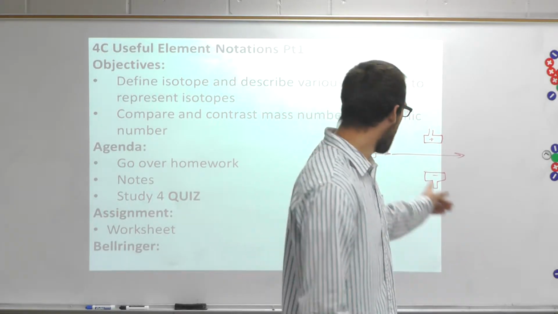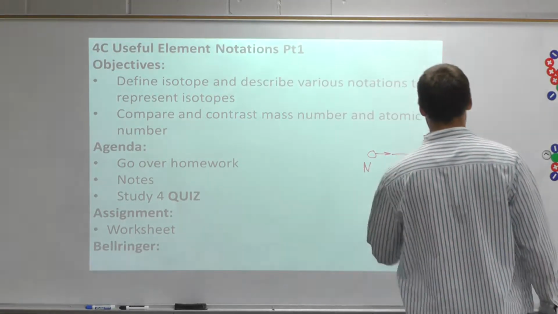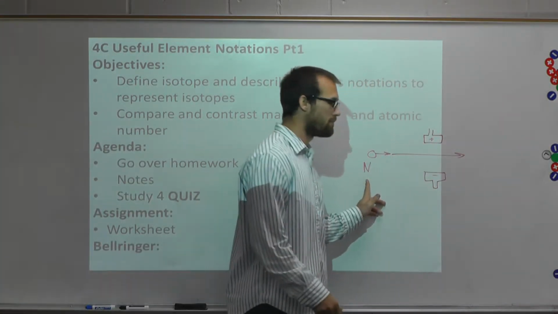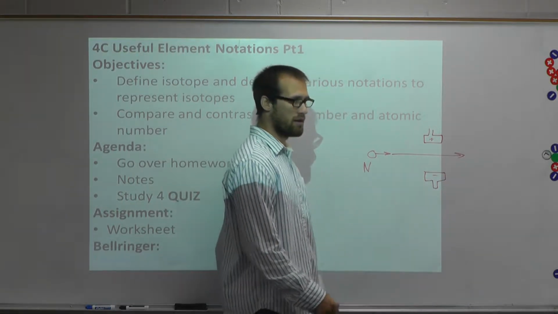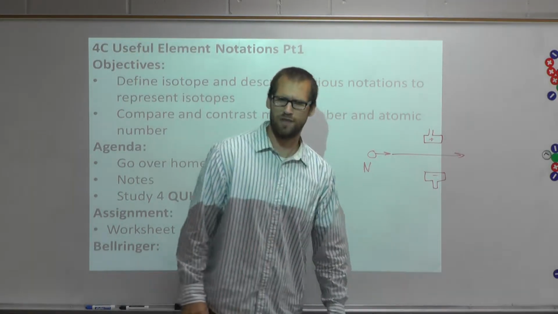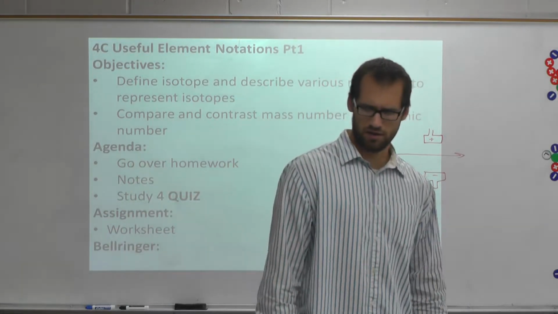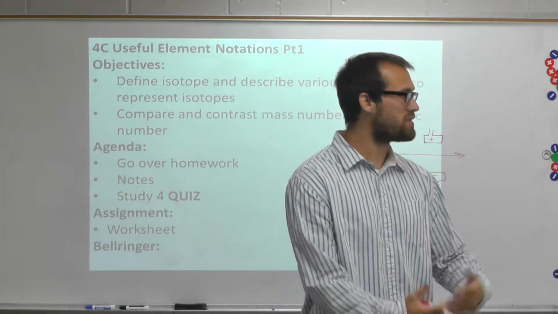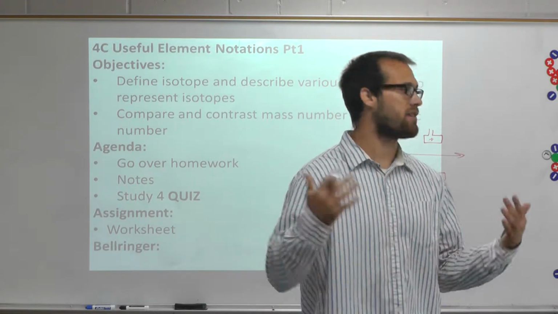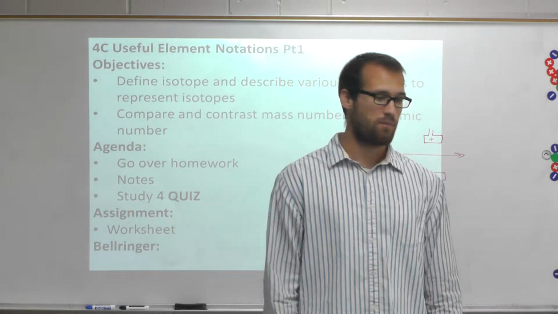If we assume that every nitrogen atom is exactly the same, and we shoot them through here, yes, they're going to bend, but we would assume that they would all bend how? The same way, right? Because they're all the same mass, they all have the same charge, they're going to bend exactly the same way. But they didn't.